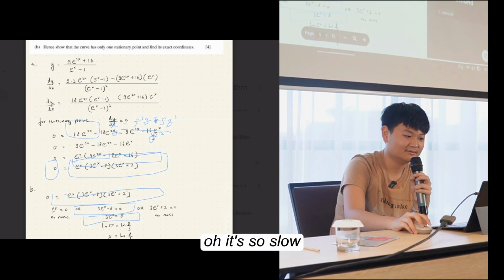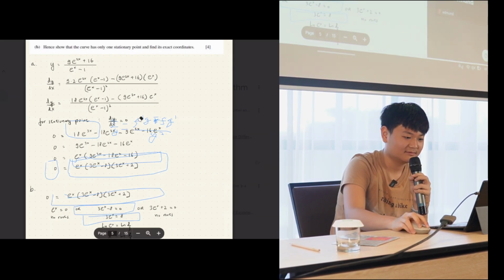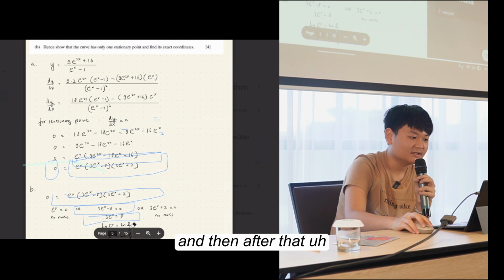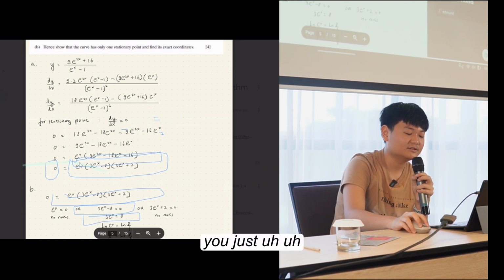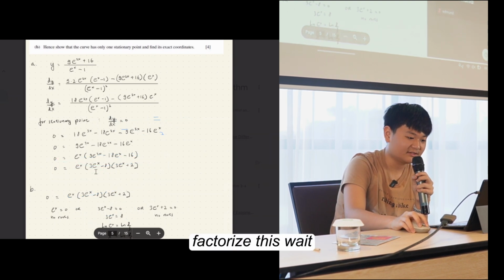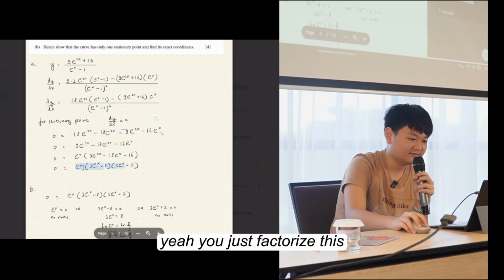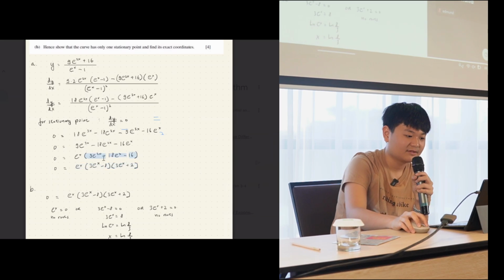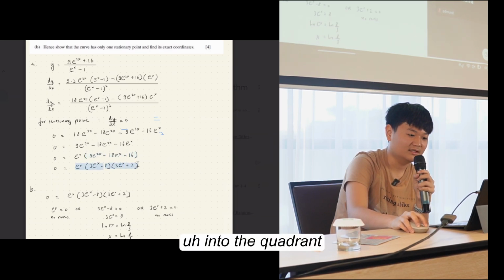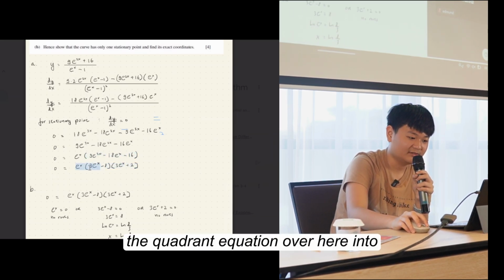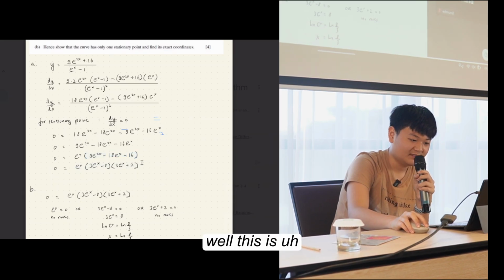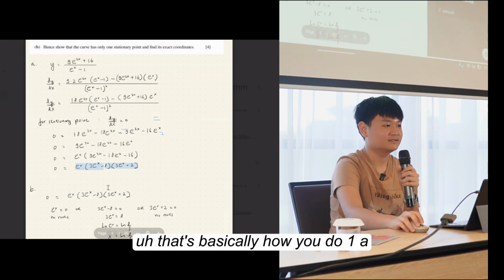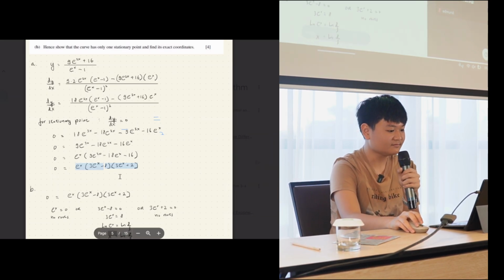And then after that, you just factorize this equation over here, the quadratic equation, into this, which is basically the final answer. That's basically how you do 1A.